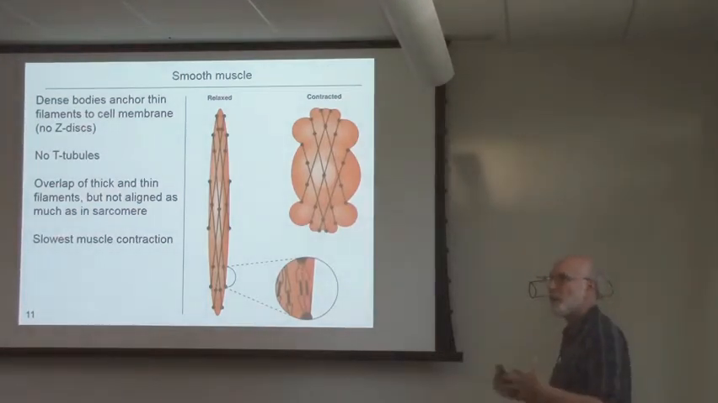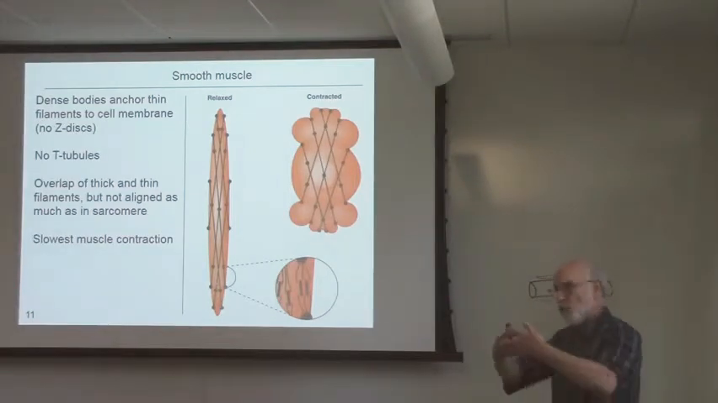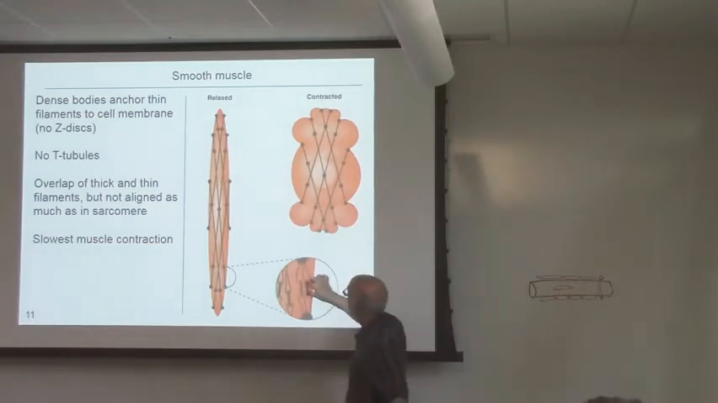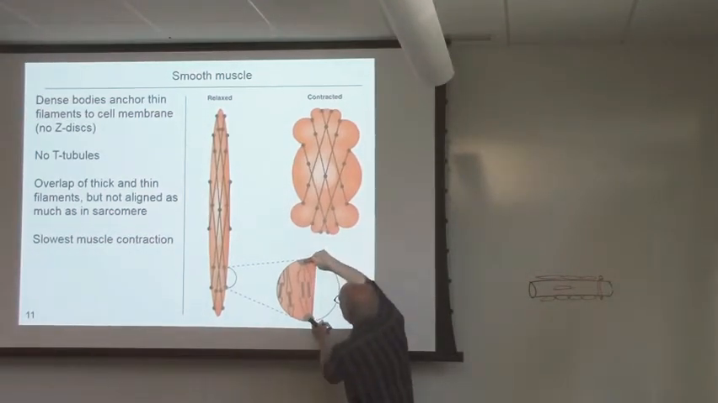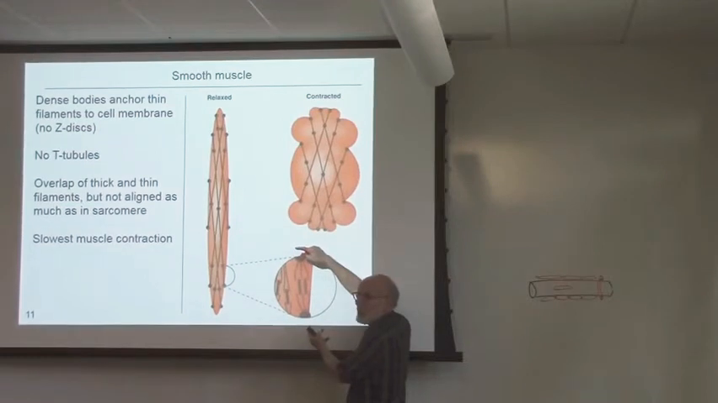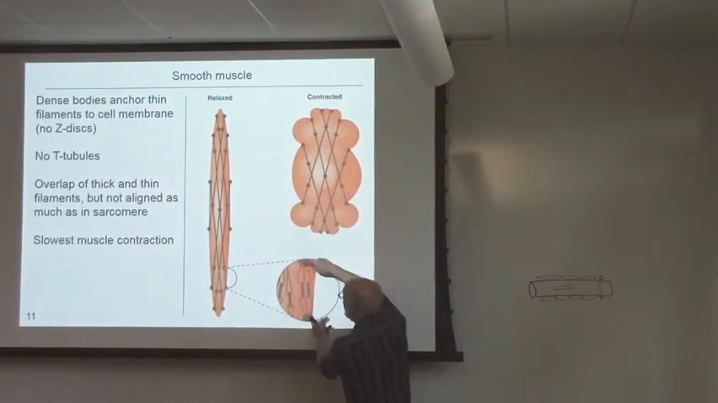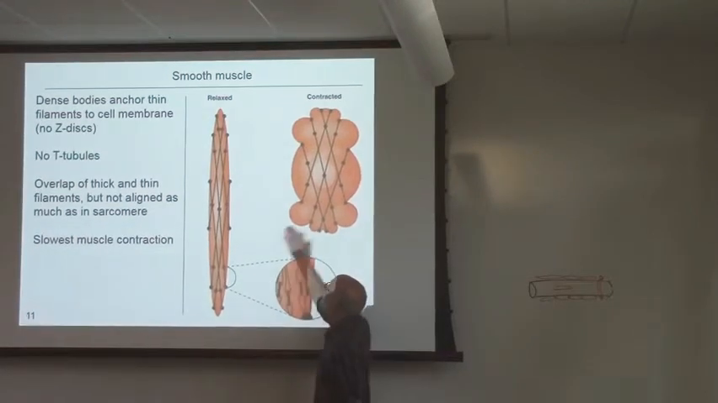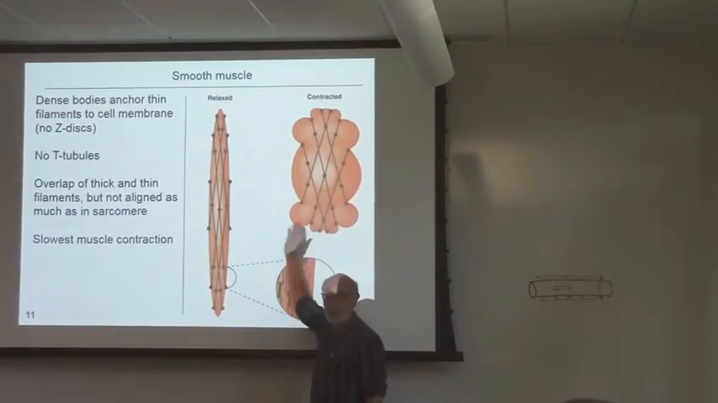So the thin filaments are connected to the membrane. The thick filaments are not, but they are intercalated between the thin filaments. And so if we have myosin pulling on actin, instead of pulling two Z discs together in a sarcomere, we pull these two dense bodies together, and we can change the shape of the smooth muscle.